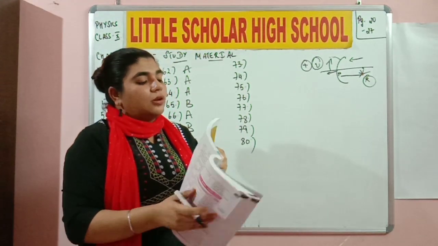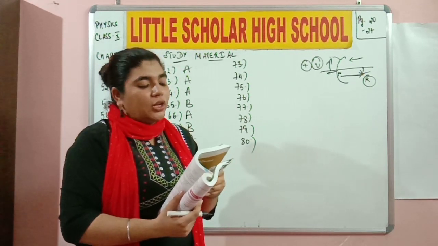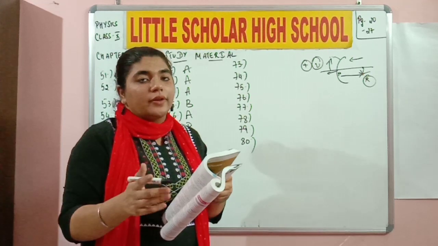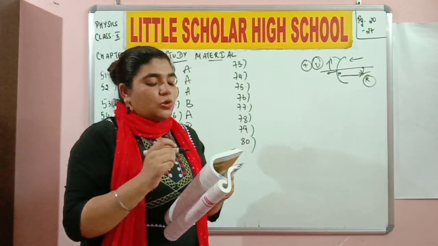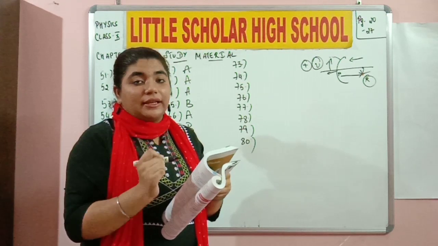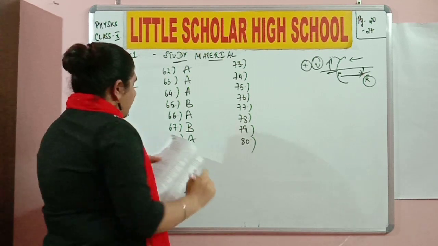26. What options are correct? It is a convex mirror, of course. It is a concave mirror, no. It forms a virtual image, all the convex mirrors. In any case, they are going to form virtual images. So option D is correct. 1 and 3 are correct. 69 is option B. 70.